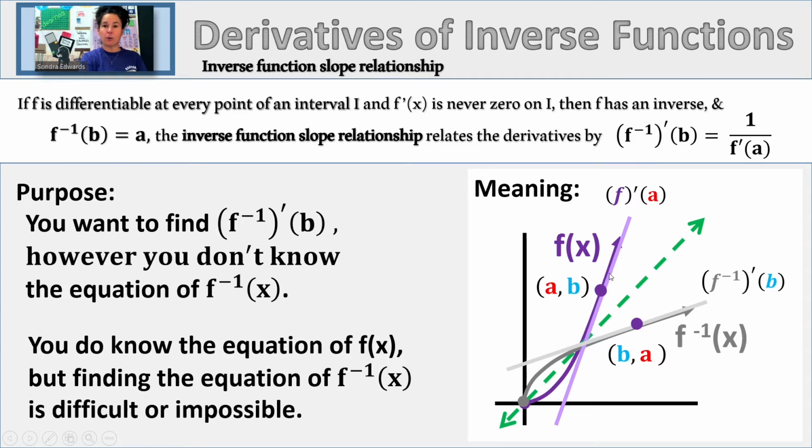So I'm on the light purple one. I'd rise 3, run 2, and I'd get to another point. Well, if the slope of the light purple one was 3 over 2, well, then the slope of the light gray one would be 2 over 3. Up here in the formula, 1 over f prime of a simply means when you take 1 divided by something, it takes the reciprocal of it. So we're saying that the slope of the tangent at a comma b and the slope of the tangent at b comma a, they are just reciprocals to one another.